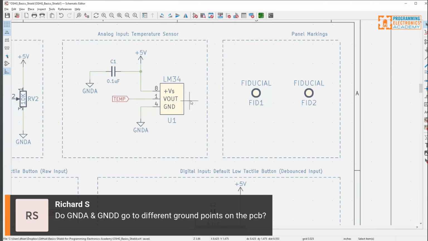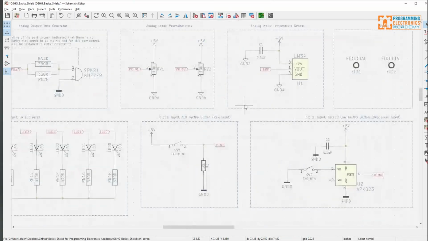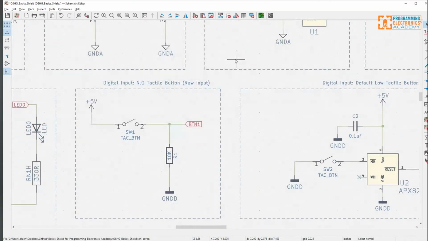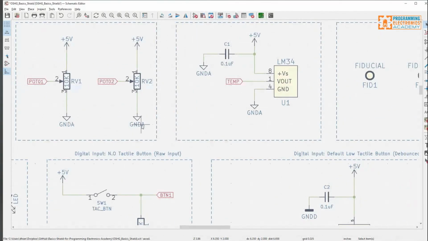Okay. This is from Richard. He said, you've got GNDA and GNDD. Do those go to different ground points on the PCB? Right. Could you show us what you're, I do see a GNDA and I know GND is ground. Right. So you have GNDD here, ground digital. And GNDA is ground analog.